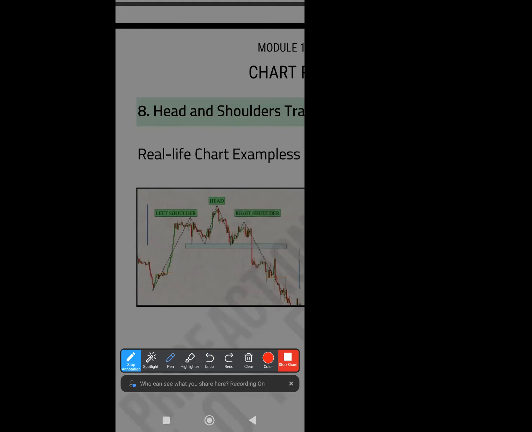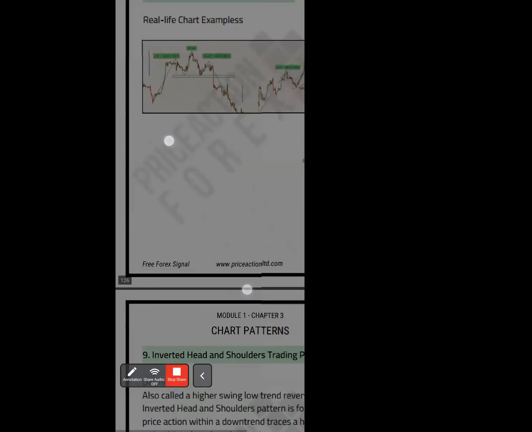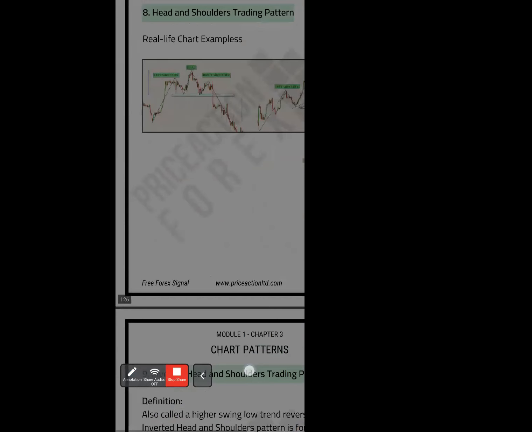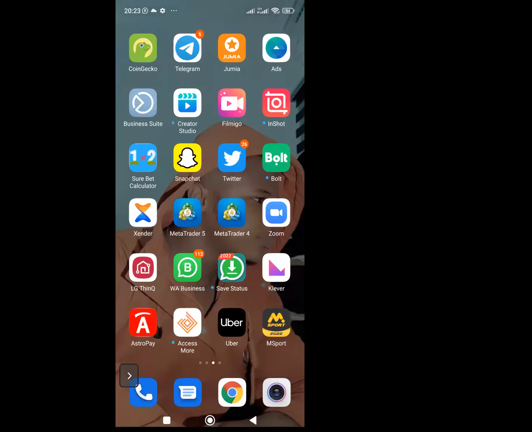All right, let's head to our TradingView and try to identify some of these head and shoulder patterns on our chart and see how well they could move.